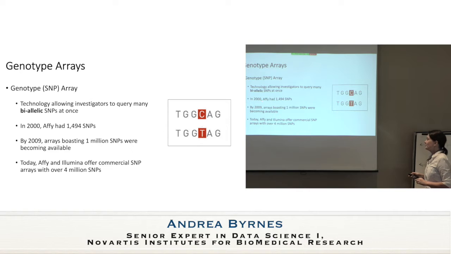In 2000, Affy had an array with almost 1,500 SNPs on it. By 2009, arrays were advertising over 1 million SNPs. And so this is fairly quick development. Today, Affy and Illumina both offer commercial SNP arrays with over 4 million SNPs.